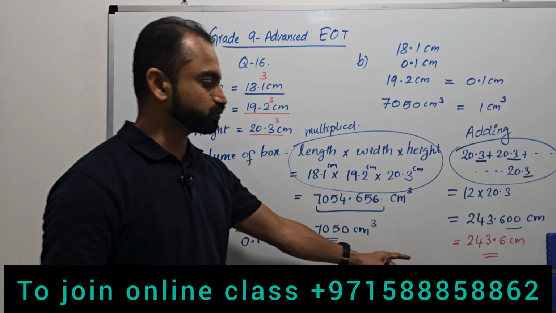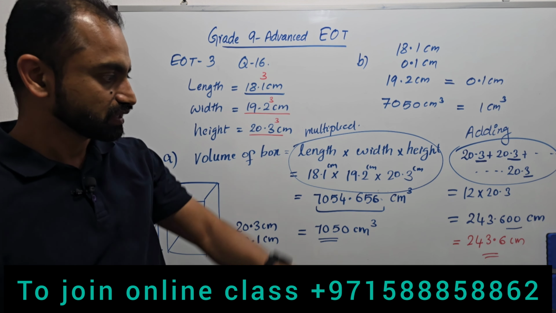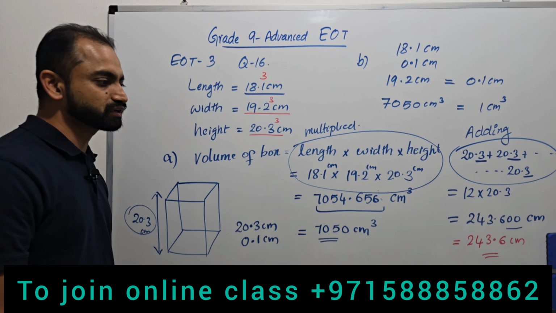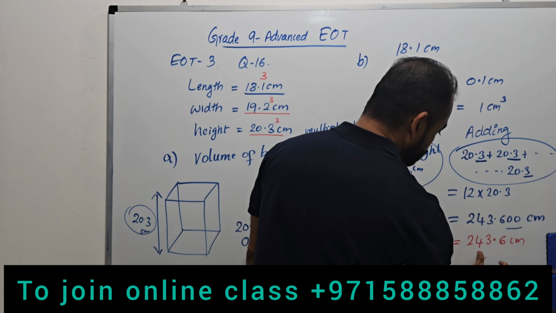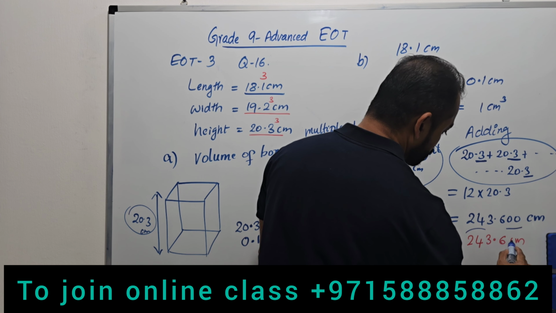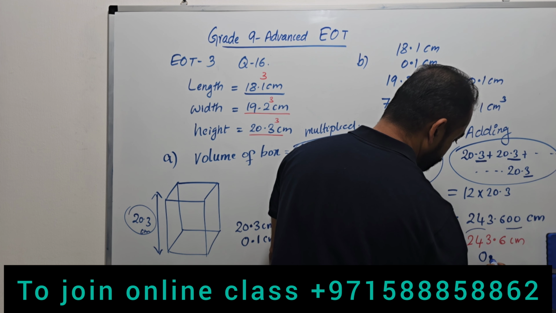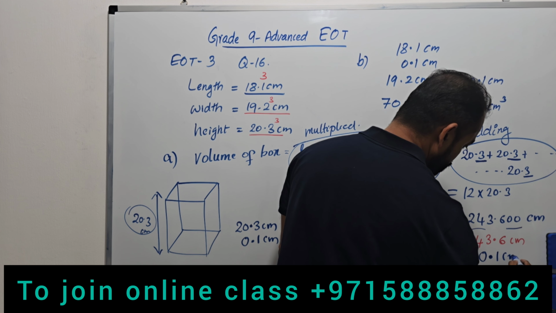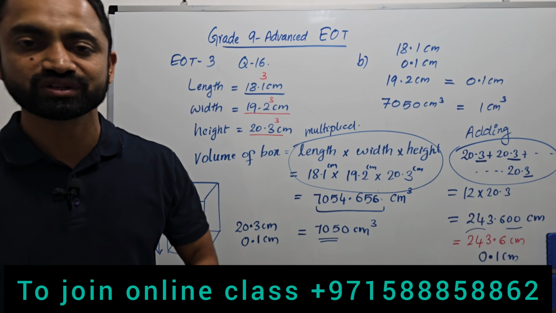So in the height of the stack, the height of the stack is 243.6. What is the precision? How to write the precision? Make all the digits 0 and the last digit 1. So 2, 4, 3 all will become 0, point, last digit 1. 0.1 centimeter is the precision in that reading also.